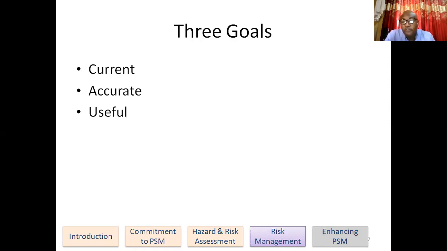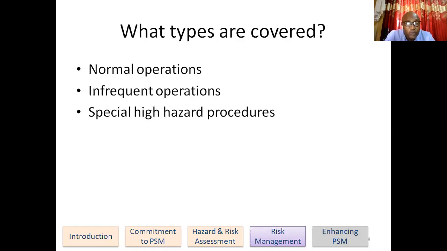So what are the goals of an operating procedure? It must be current, must be accurate, and it must be useful. If a bank says, okay, now I will only be using a metal detector to check my customer, either they like it or not, let them come in without nose mask. What is happening? They are not current. They are risking the life of their workers because they don't know the COVID-19 status of the person coming to the bank. So the goal is that it must be current, it must be accurate, and it must be useful.